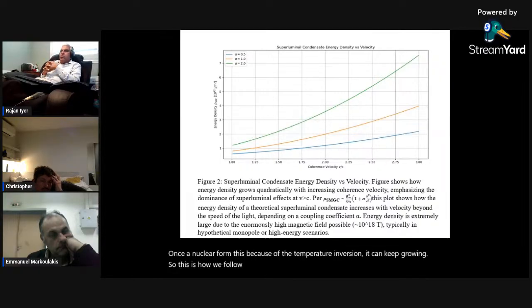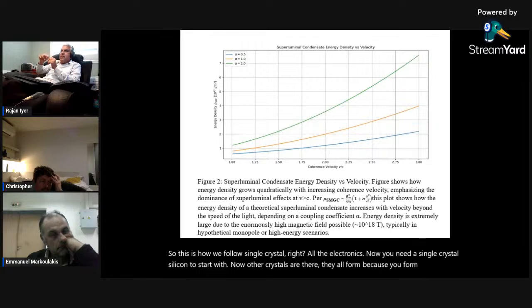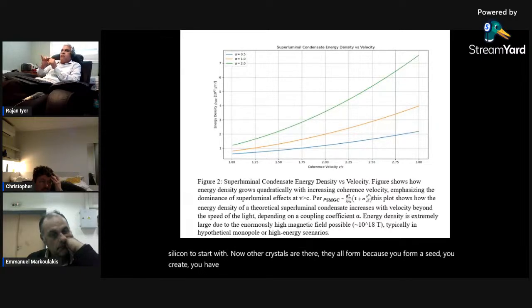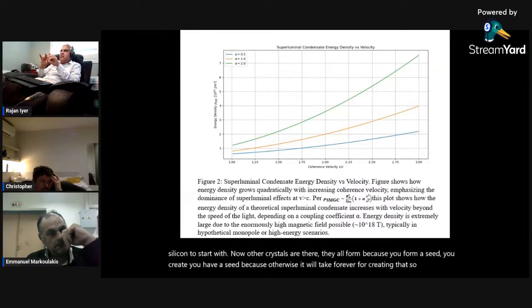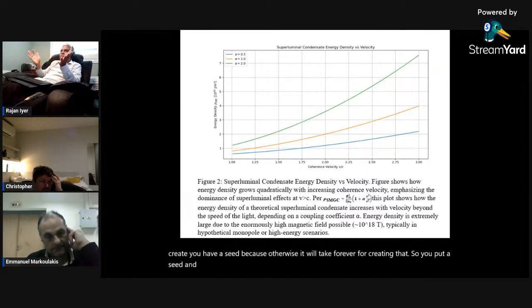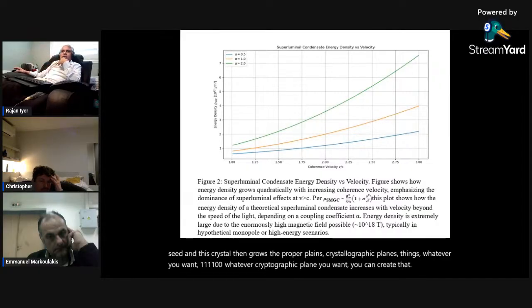All the electronics now, you need a single crystal, silicon to start with. Now other crystals are there. They all form because you form a seed. You have a seed, because otherwise it will take forever for creating that. So you put a seed, and this crystal then grows the proper planes, crystallographic planes, whatever you want, 111, 100, whatever crystallographic plane you want, you can create that. So that's my material science background.